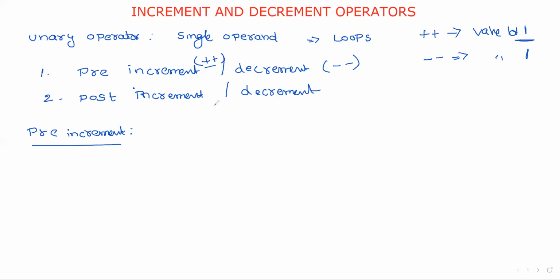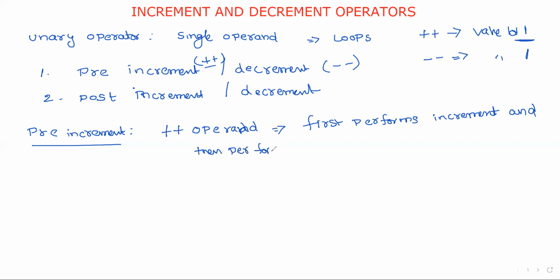In pre-increment, the syntax is plus plus operand, or some expression. In simple terms, it first performs the increment and then performs the remaining operations. In pre-increment, first it performs the increment operation and then performs the remaining operations.